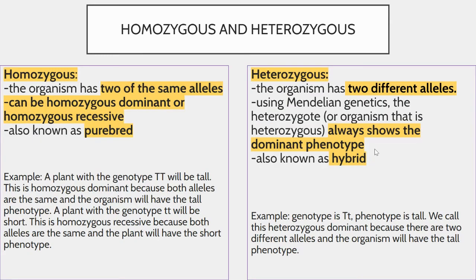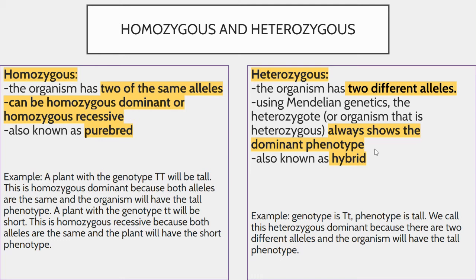Next up, I have homozygous and heterozygous. So homozygous, you see the word homo in there, and that means same. And so two of the same alleles would be considered homozygous. And you can be homozygous dominant, like big T, or you can be homozygous recessive, which would be like little t. And if you are homozygous, you are known as a purebred individual.